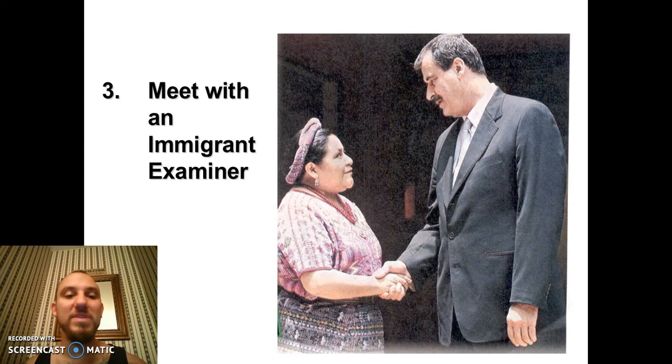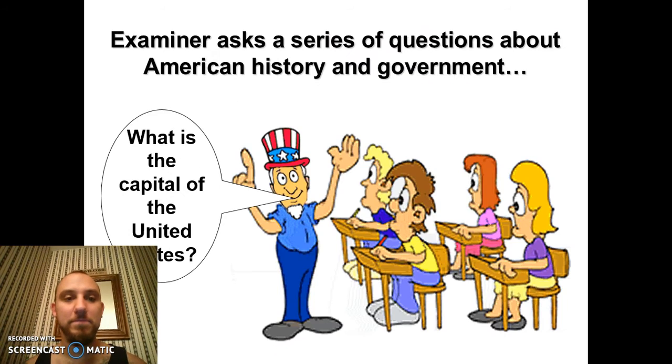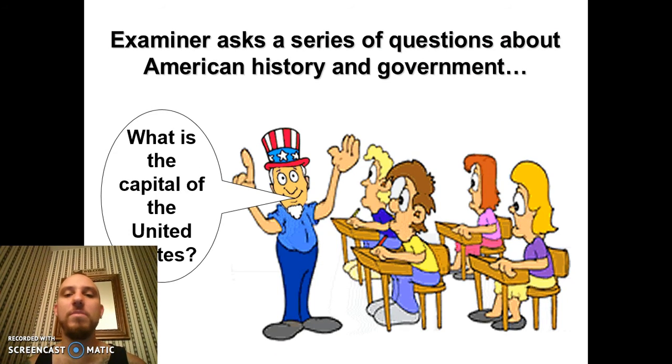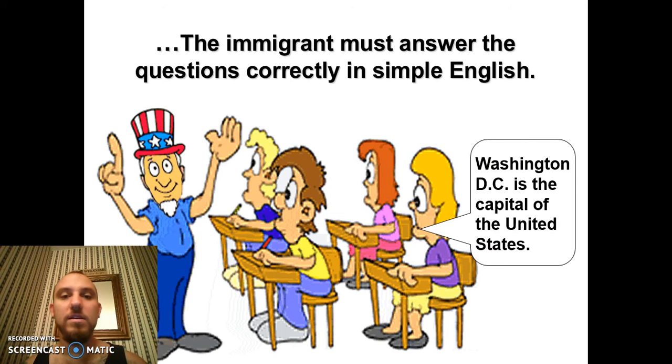Next, the immigrant meets with an immigrant examiner. The examiner asks them a series of questions about American history and government. This is the test that you know of. You saw the immigrant examiner examining Craig Ferguson last week. The immigrant must answer the questions correctly in English.